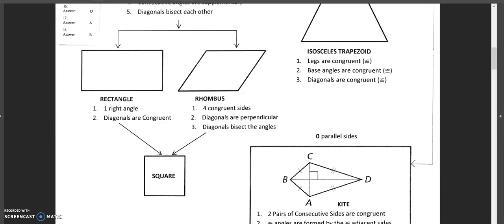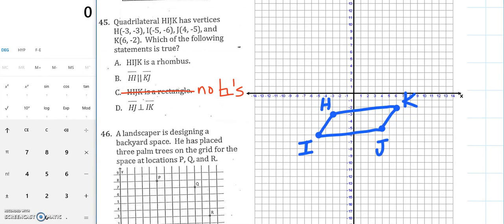Now, what I'm thinking about for the rhombus is that all 4 sides are congruent, the diagonals are perpendicular, and the fact that the diagonals bisect the angles, well, I probably can't tell that from the coordinate plane. But the first 2 I can, so let's see what the choices are. So the first one says that this is a rhombus. Okay, I'll test that in a little bit.